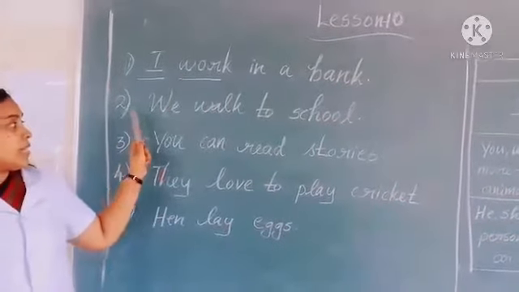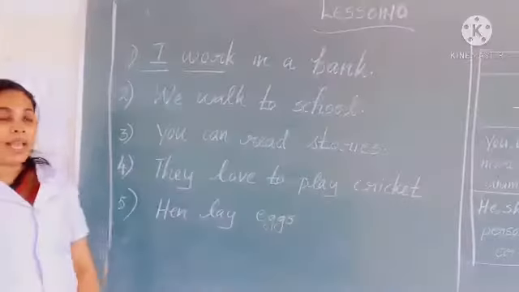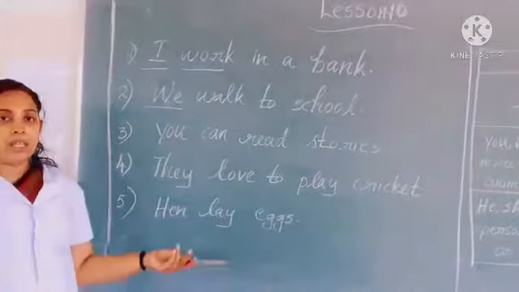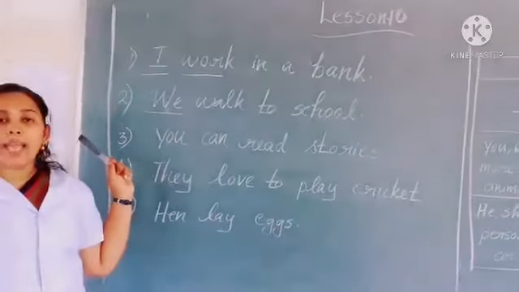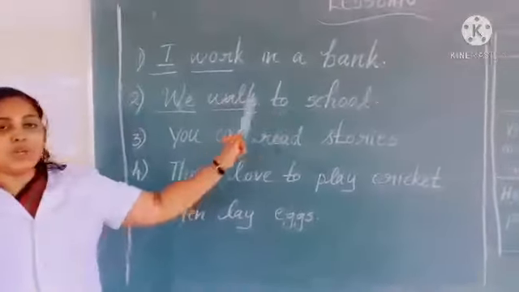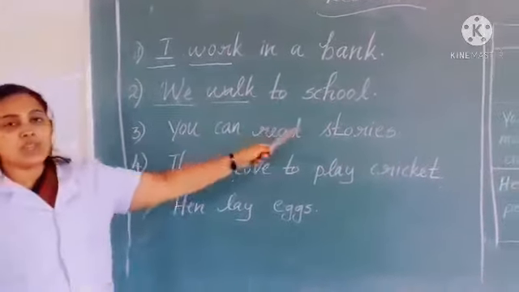In the second sentence, we walk to school. Here which is a noun? Yes, we is a noun. We is plural, more than one. So that's why we do not add s with the verb. So walk is the verb here. We walk to school.